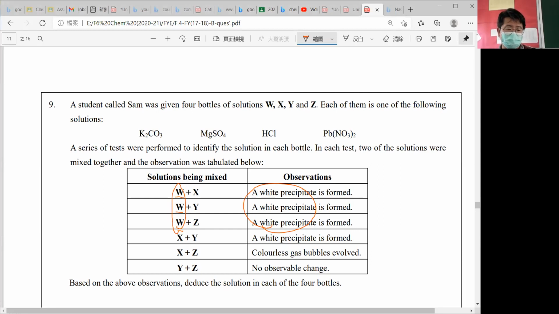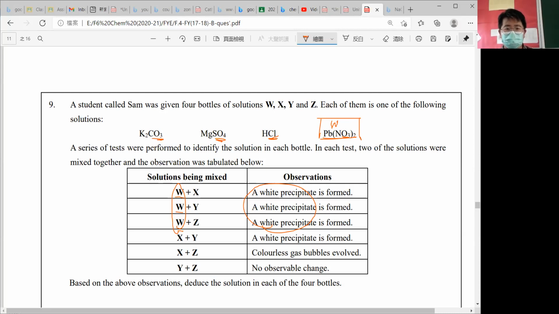Which means that W is lead to nitrate. So it's rare to have lead salts being water soluble. Can you get my point? So lead nitrate is just one of a very rare example to tell you the salts being soluble in water. But while you get mixed with the different combinations, then you may get what? Lead chloride, lead sulfate, lead carbonate. So what will we get? Lead carbonate, chloride, sulfate, carbonate.